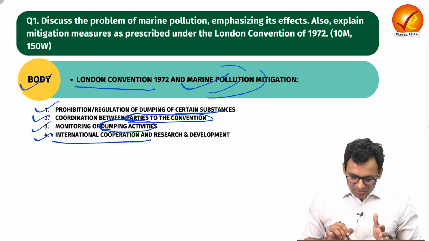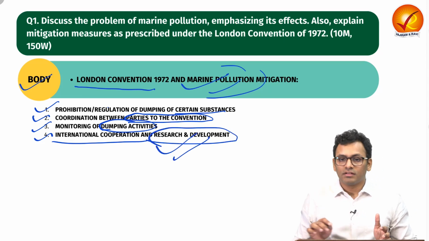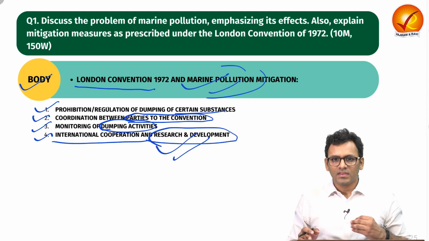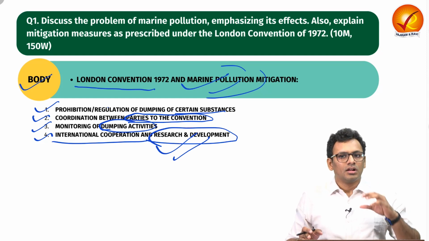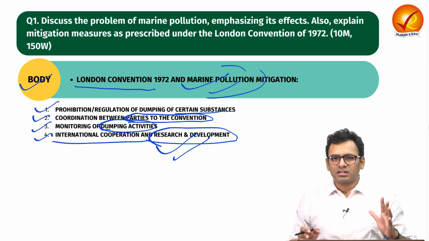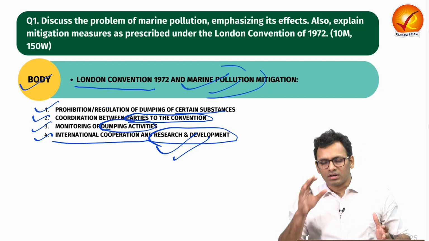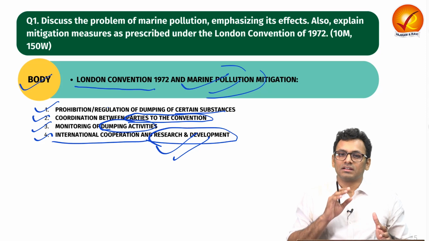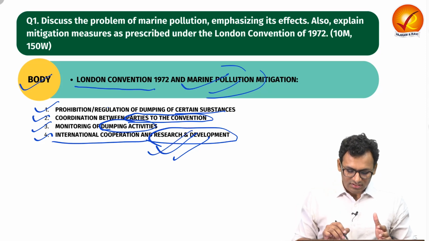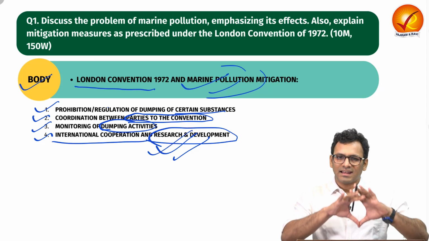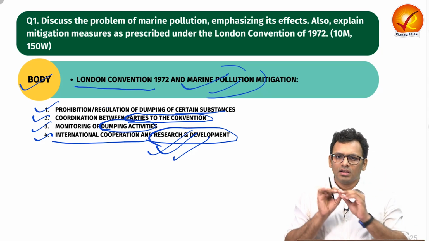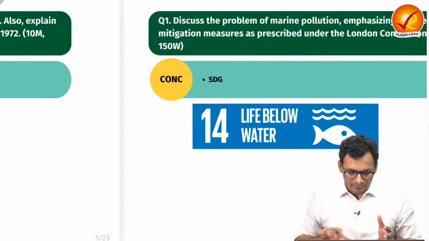Fourth is international cooperation and research and development. Now, research and development is a crucial factor over here through which they can understand not just how to monitor the waste disposal, but also understand how to ensure whatever conservation issues are there, whatever reclamation issues are there. So that is for research and development. So London Convention encompasses all this to ensure marine pollution is tackled.